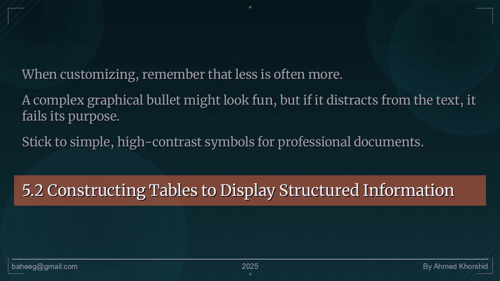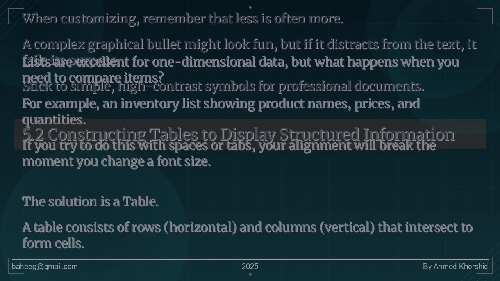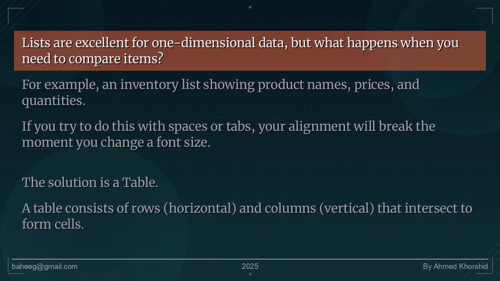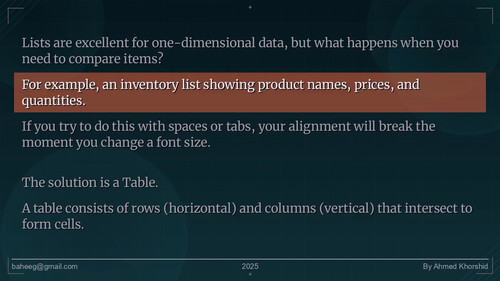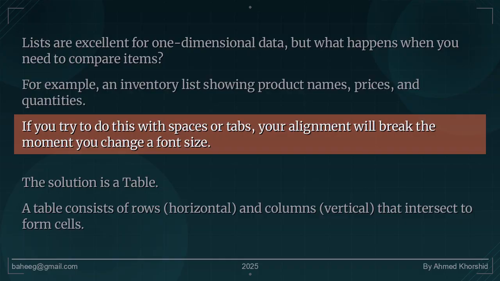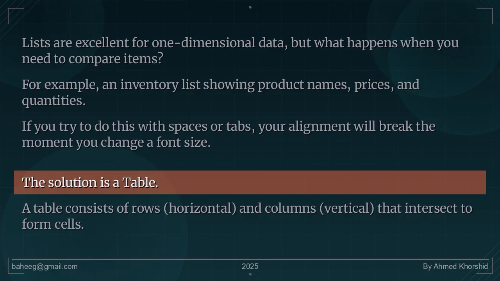5.2 Constructing tables to display structured information. Lists are excellent for one-dimensional data, but what happens when you need to compare items? For example, an inventory list showing product names, prices, and quantities. If you try to do this with spaces or tabs, your alignment will break the moment you change a font size. The solution is a table.